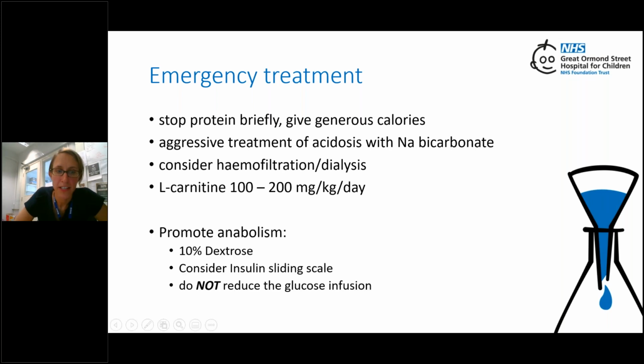And to promote anabolism, we give 10% dextrose. So the main thing with all the metabolic patients is that they're usually started on 10% dextrose in the fluids. So you would just give that with the normal electrolytes, with 0.9% saline and potassium. And then you can also consider an insulin sliding scale to promote anabolism. And whenever these children are on the insulin sliding scale, if they do go hypo, you just want to give them more glucose and not stop the insulin.